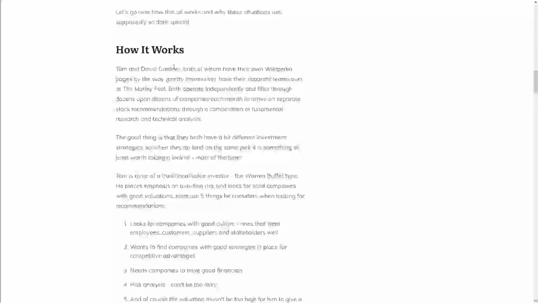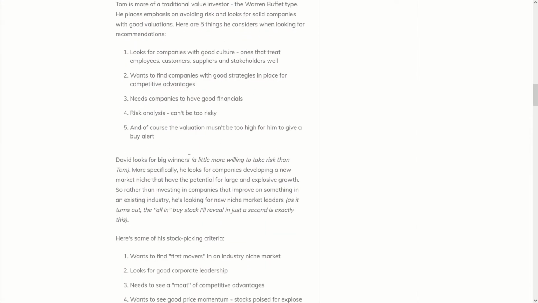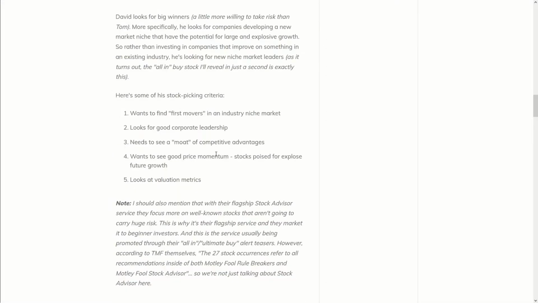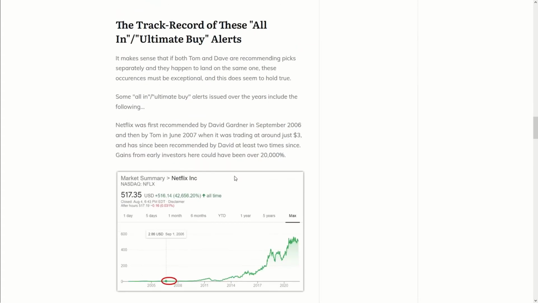Tom and David Gardner both have their own separate teams over at The Motley Fool, and they operate independently, filtering through many companies every month to arrive at their stock recommendations. Tom is more of a traditional value investor, like the Warren Buffett type. He places emphasis on avoiding risks and looks for solid companies with good valuations. David, on the other hand, looks for big winners. More specifically, he looks for companies developing a new market niche that have the potential for large and explosive growth. They then make their recommendations in their various newsletters.